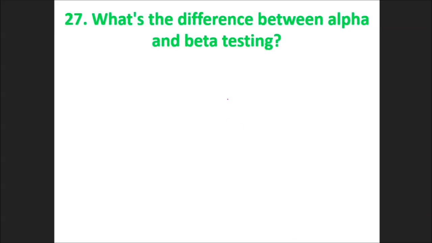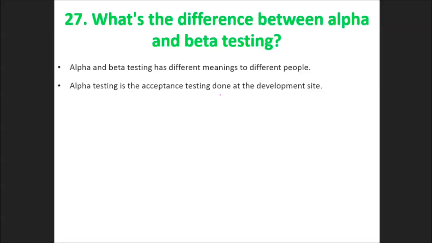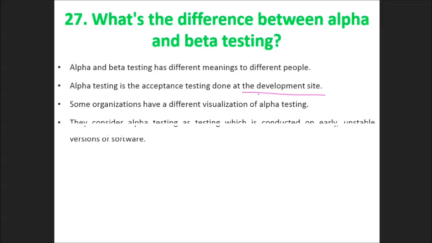Now what is the difference between alpha and beta testing? Alpha and beta testing have different meanings to different people. Alpha testing is acceptance testing done at the development side. Some organizations have a different visualization of alpha testing.